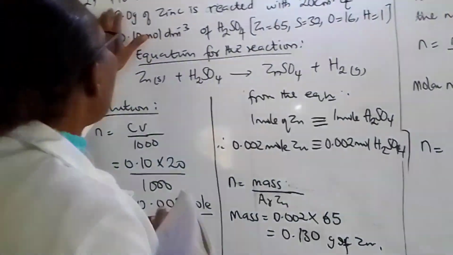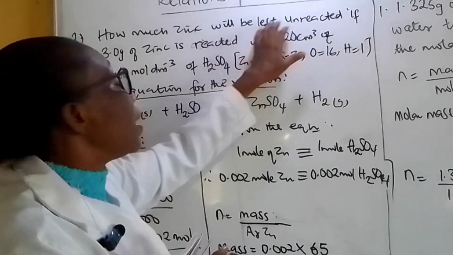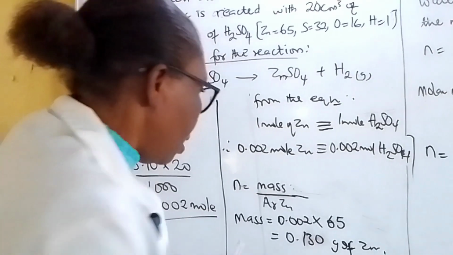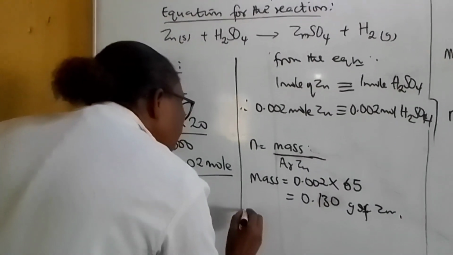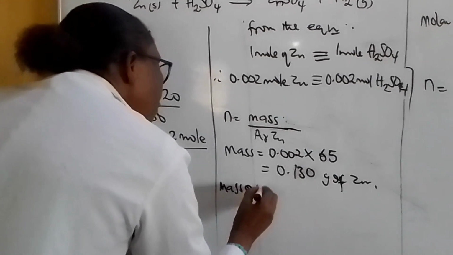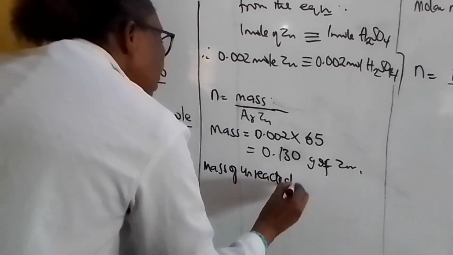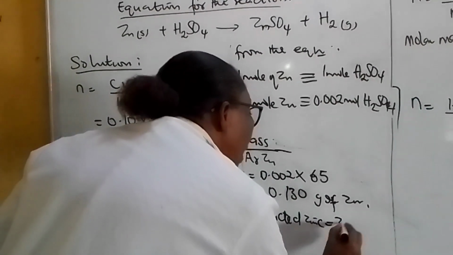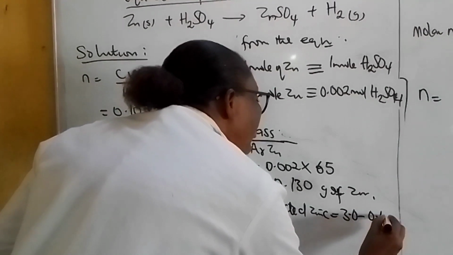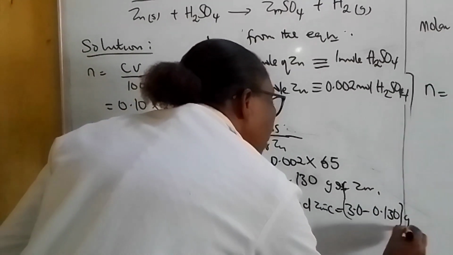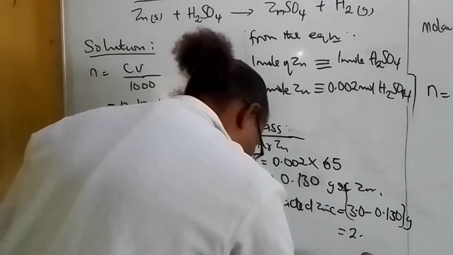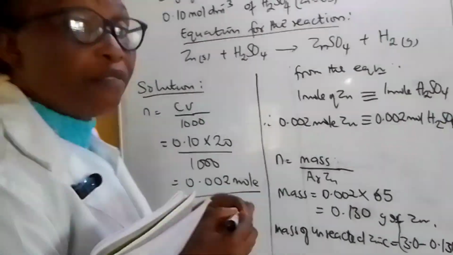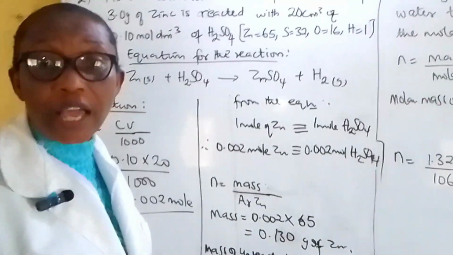So the question is, how much of this zinc will be left unreacted? We are to determine the mass of the zinc that did not react. So the mass of unreacted zinc is equal to 3.0 grams of zinc that was given minus 0.130, all in grams. And that will give us 2.87 grams. 2.87 grams of zinc did not react.